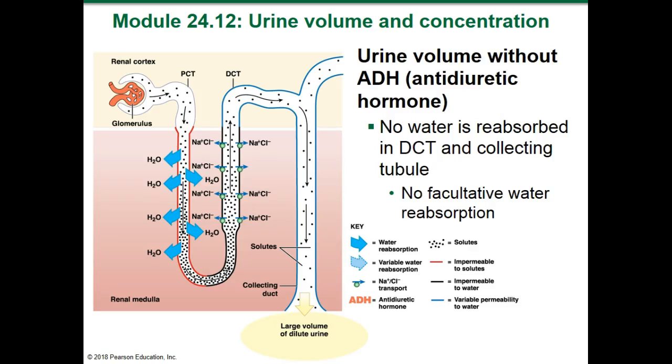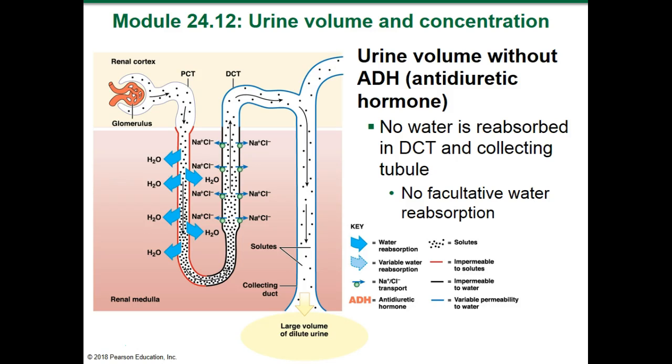So if we don't have antidiuretic hormone around, this is just looking at the scenario of urine volume without antidiuretic hormone. No water is reabsorbed in the distal convoluted tubule and collecting duct, and therefore no facultative water reabsorption occurs. Okay, so if you don't have antidiuretic hormone around, no water is going to be reabsorbed back out of the tubule.